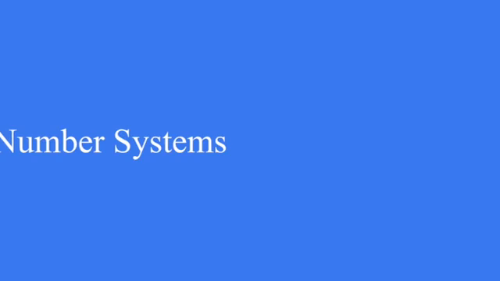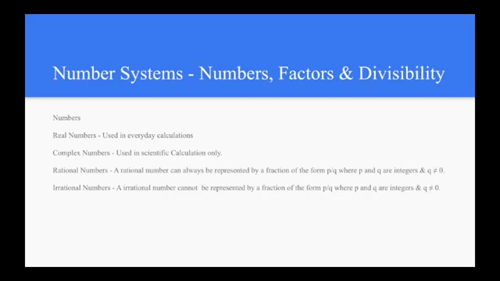Now, the number system itself is a very big topic. So here I am only covering the basic part of number system, that is factors, divisibility and numbers only. Now, let's start with the number system. The numbers part basically consists of two main things: real numbers and complex numbers.